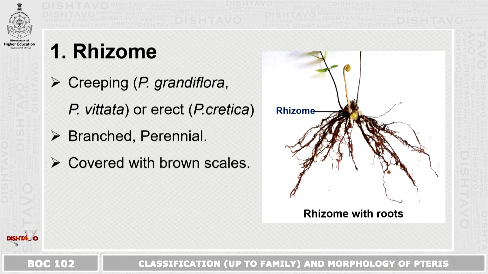The first part is rhizome. Here you can see in the picture, this is rhizome. This rhizome can be creeping, as seen in Pteris grandifolia and Pteris vittata, or it can be erect. Example is Pteris cretica. It is branched and perennial, and it is covered with brown scales.